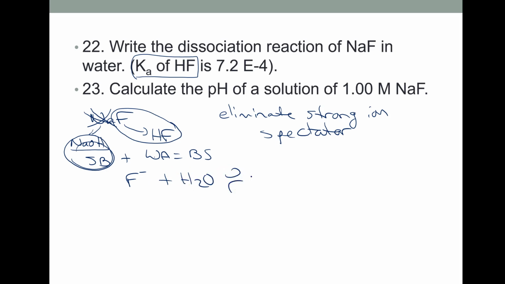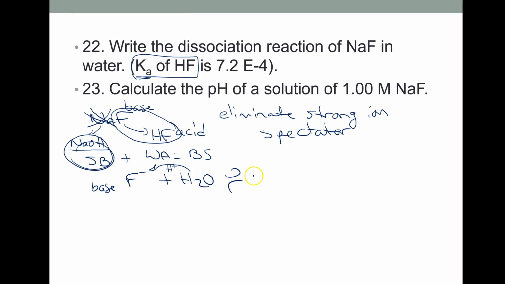And then I have to figure out what it turns into. And that's literally the hardest part of this, is knowing what your reaction is. Since this is my acid, and it's got a Ka, that means this is my base. So it's going to act like a base. And the H2O is going to donate a proton. And you're going to get HF. And if I take the H plus out of water, I'm left with hydroxide.